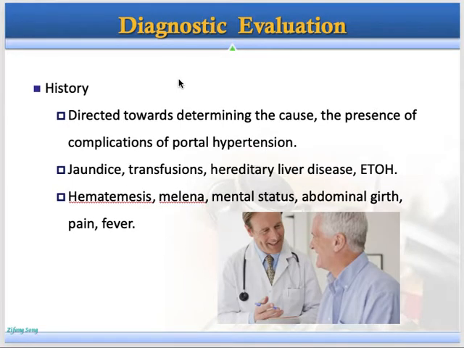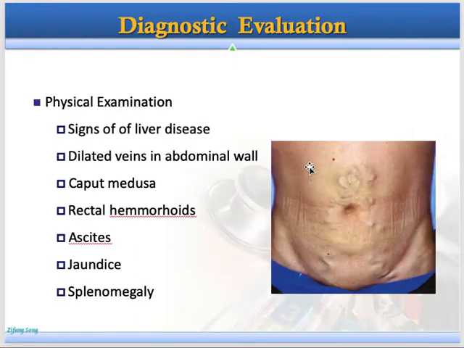So of course you will take history, as you know, hepatitis B, C, alcohol, Budd-Chiari, whatever is there. So in the history, of course, jaundice, transfusions, any hereditary liver disease like hemochromatosis or Wilson's disease, alcohol use, and any hematemesis, melena, all those things can be seen. Then physical examination, we will see the signs of liver disease. We will see the dilated venous abdominal wall, caput medusae. We will check rectal hemorrhoids, ascites, jaundice, and splenomegaly, right?